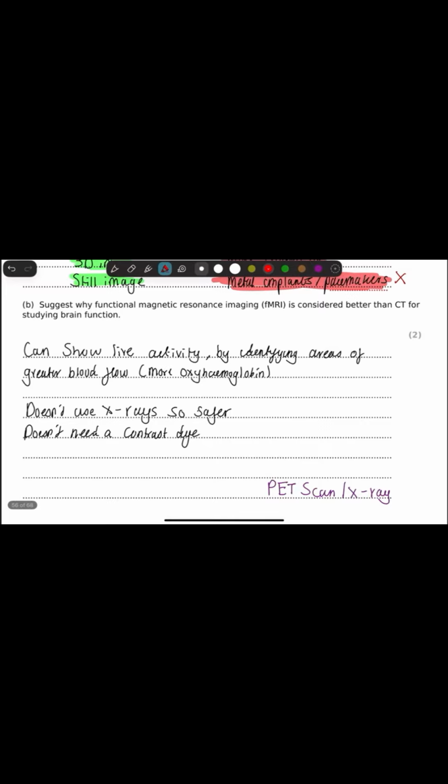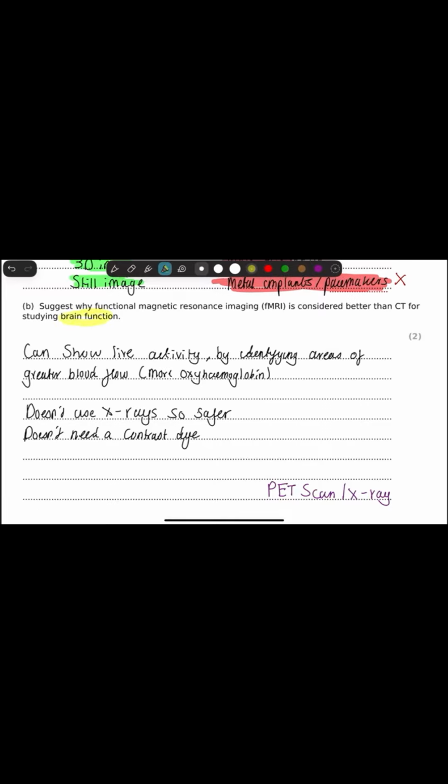Yeah. Then fMRI compared to CT for specifically brain function. Yeah, I want to see the ongoings, what's actually happening in the brain. fMRI is really useful for this because it shows us live activity. Yeah, and it does that. I always like to add it in by showing more blood flow. So where there's more oxyhemoglobin, those tissues need oxygen because they're respiring. This is why we're gonna see brain function with an fMRI.